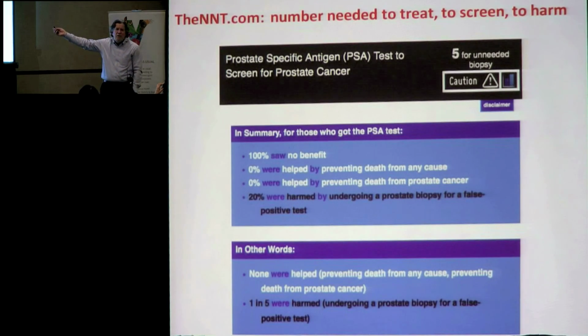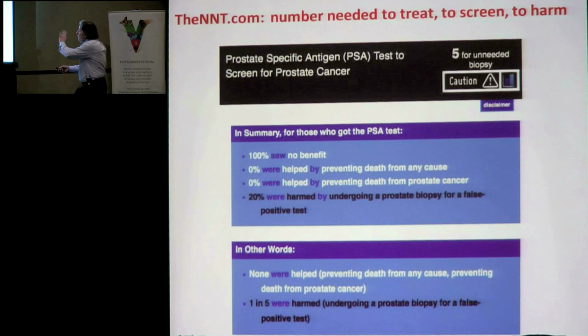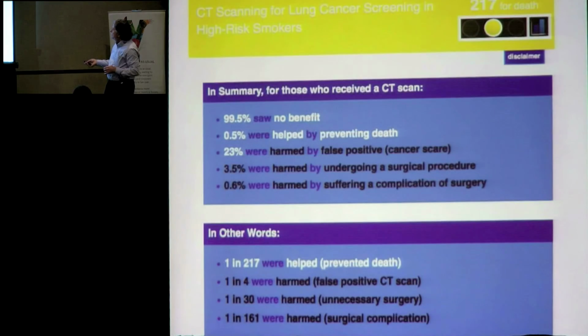Quickly, this is a site you can visit on your own. It will help you with the number needed to treat, the number needed to harm, or the number needed to screen. And it's simply thennt.com, which stands for number needed to treat. It's a very simple site. Graphics are not very elaborate. Go there. It's a very helpful resource.